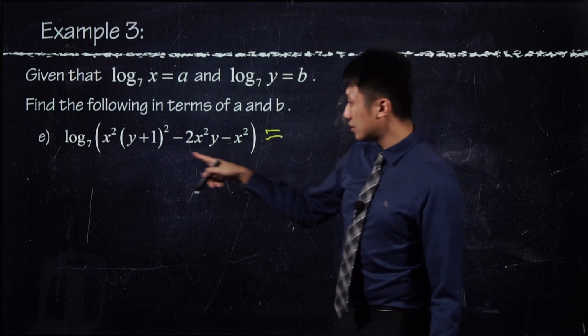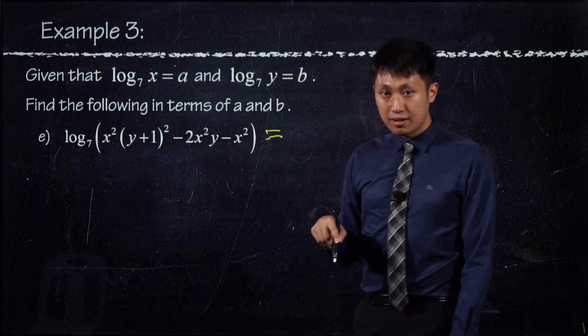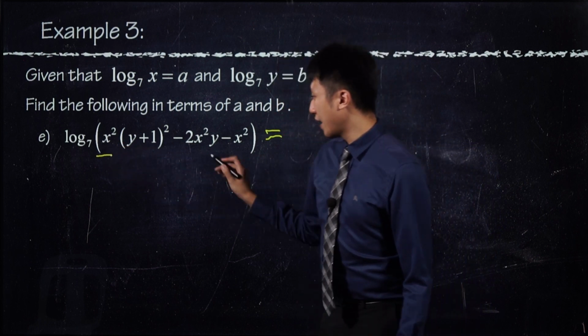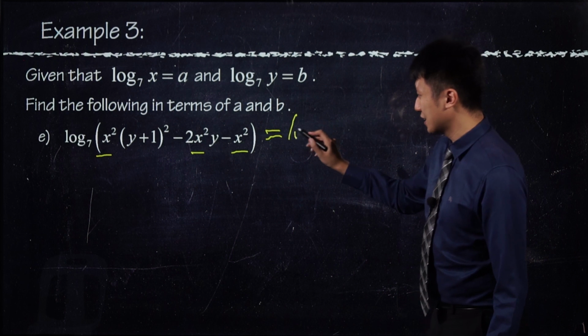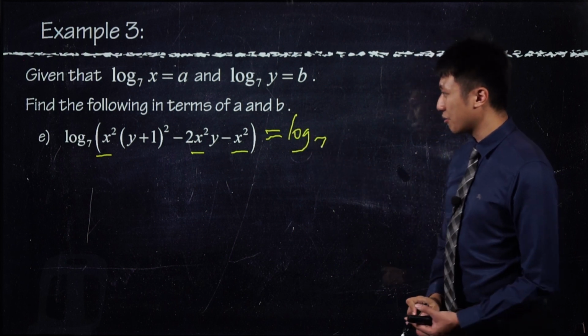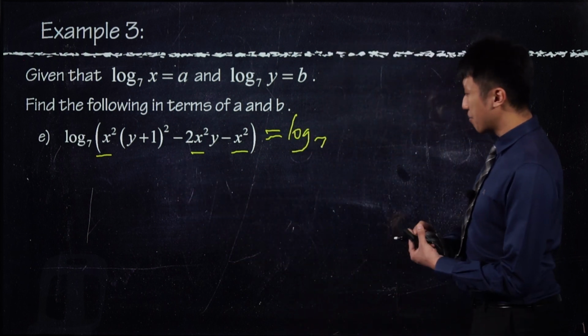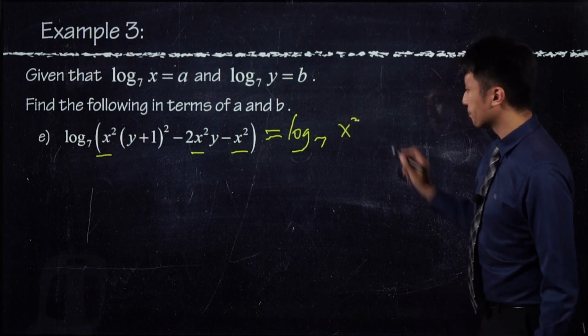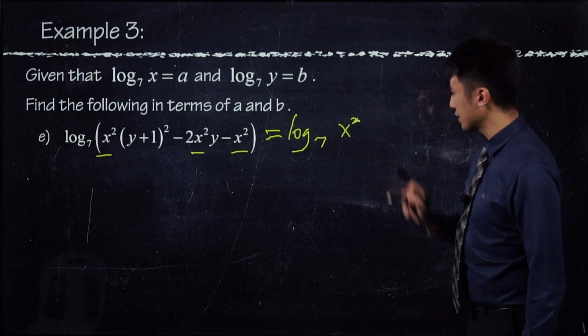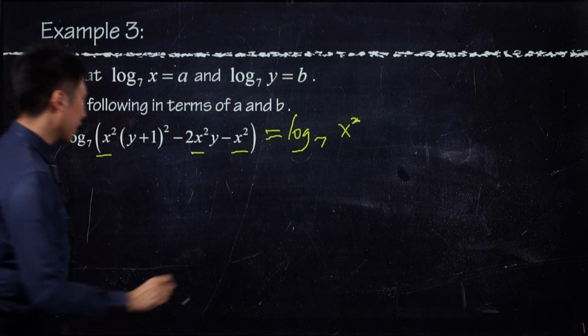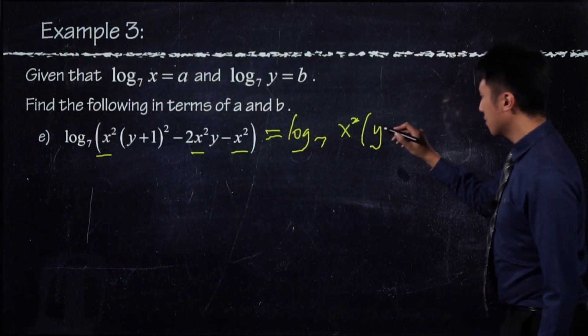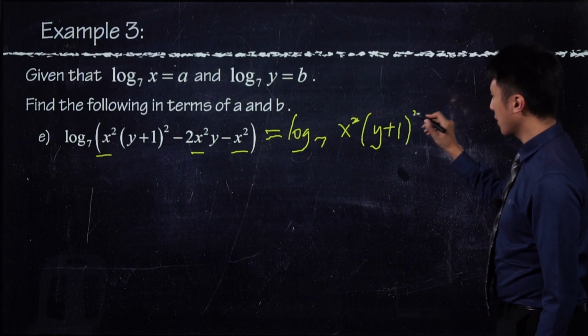Do you see what is in common? x squared, and x squared. The technique is to cover the unnecessary one. So x squared, I bring it out. I write x squared here first. Then I cover x squared here, so I'm left with y plus 1 squared. Bracket y plus 1, the whole thing squared.